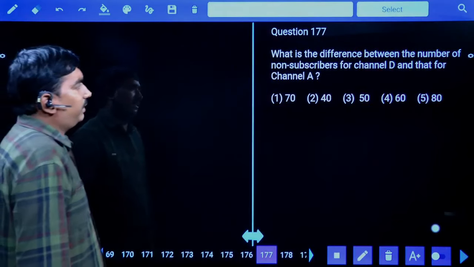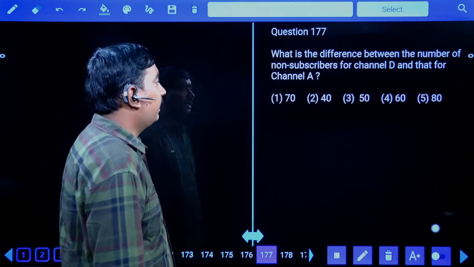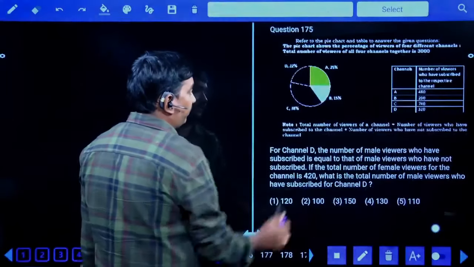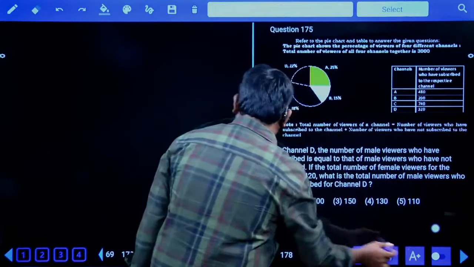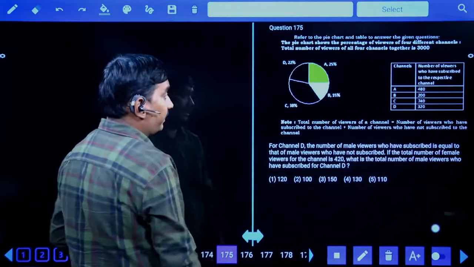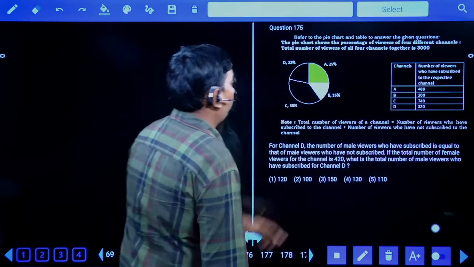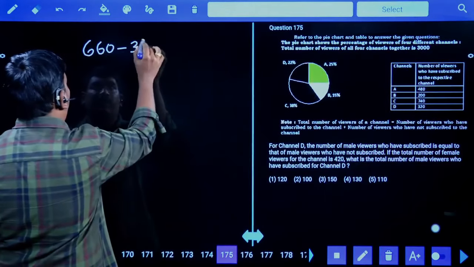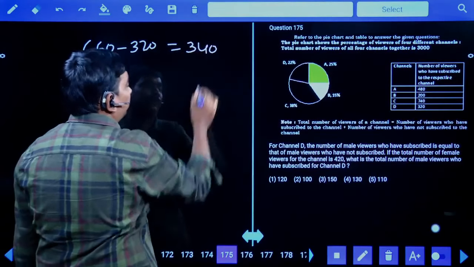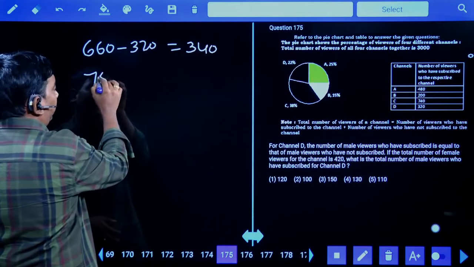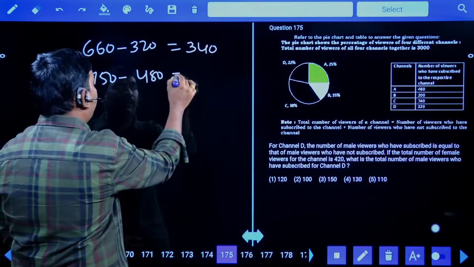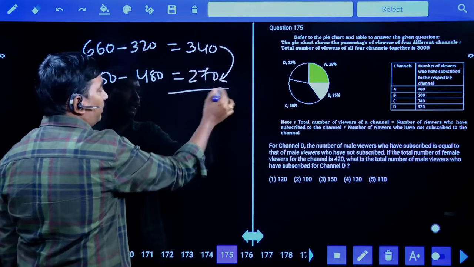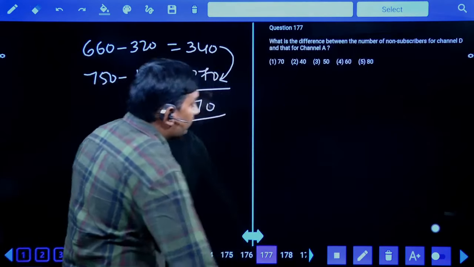What is the difference between the number of non-subscribers for channel D and that of channel A? Only for a diagram, I come back to the next questions. Channel D total 22% means 660. Out of 660, subscribers are 320, non-subscribers are 340. Channel A total 750. Out of 750, subscribers are 480, non-subscribers are 270. The difference among those two is 70.